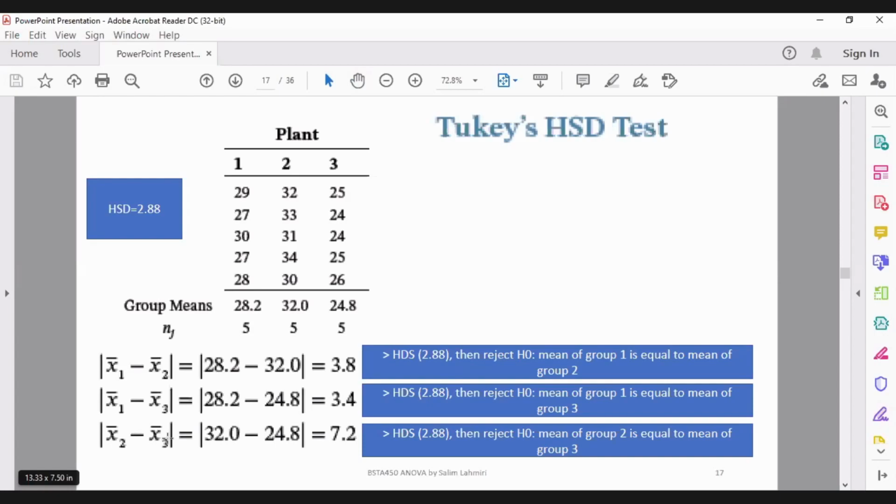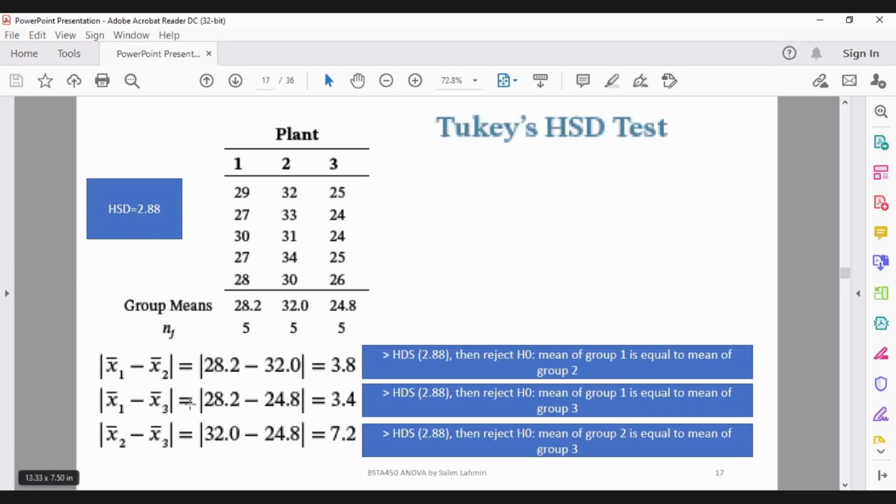The software, for instance SAS, will give you the HSD statistic, which is 2.88 for each single test. So we reject H0 that the mean of group 1 is equal to the mean of group 2. Why do we reject it? Because the theoretical HSD is less than the calculated HSD. This is the calculated HSD.